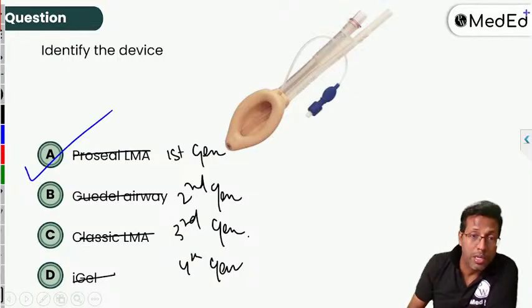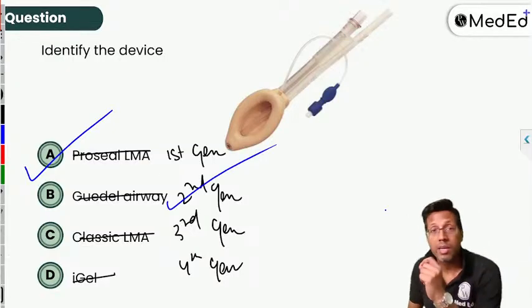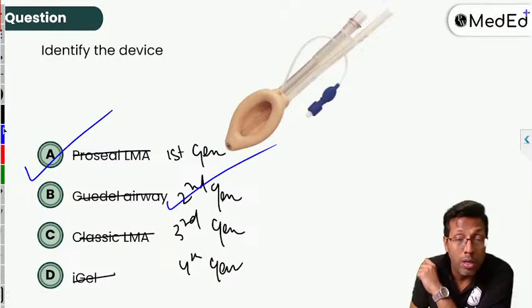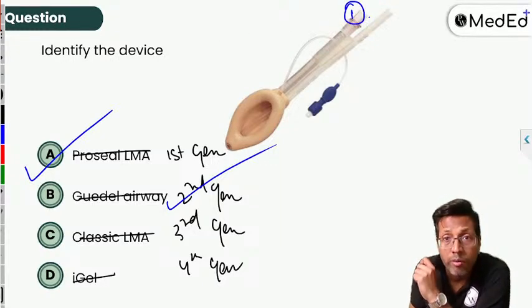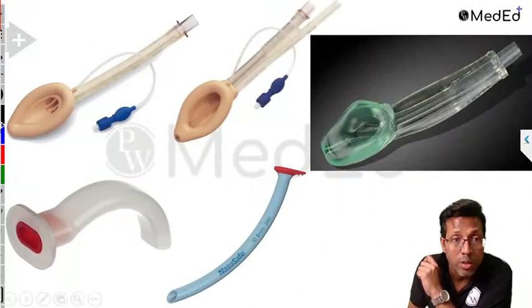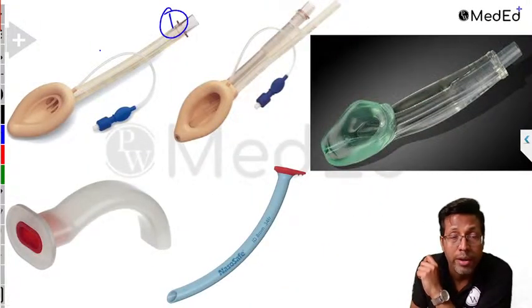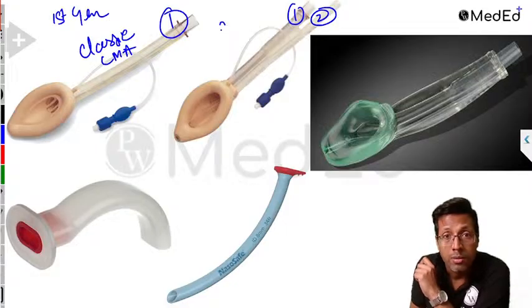Correct. This is a second generation LMA. Remember, the difference between first and second generation depends on the presence of a drain tube. All the first generation devices have only one tube, the airway tube, which is your classic LMA. Here you get two tubes. This is your ProSeal. So the classic LMA was first generation.